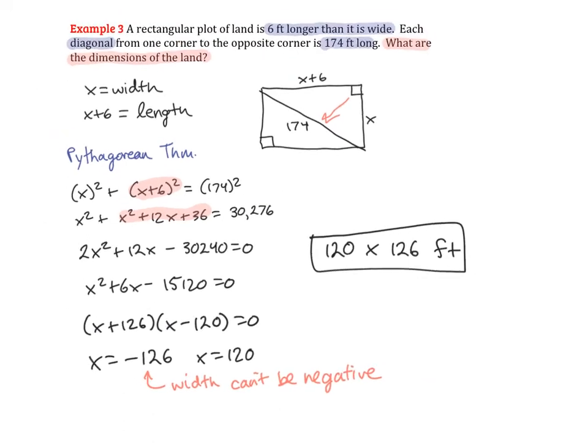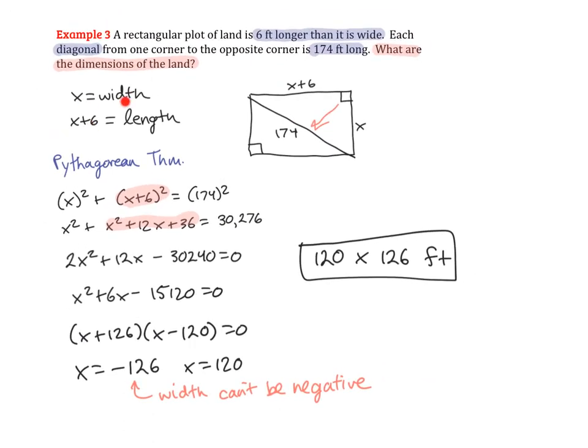Now you have to go back and remember, x is defined by the width of your field. It's not possible to have a negative width. So x must be 120. And then if x is 120, the length must be 120 plus 6. So the dimensions are 120 by 126 feet. Make sure you have your units as well.